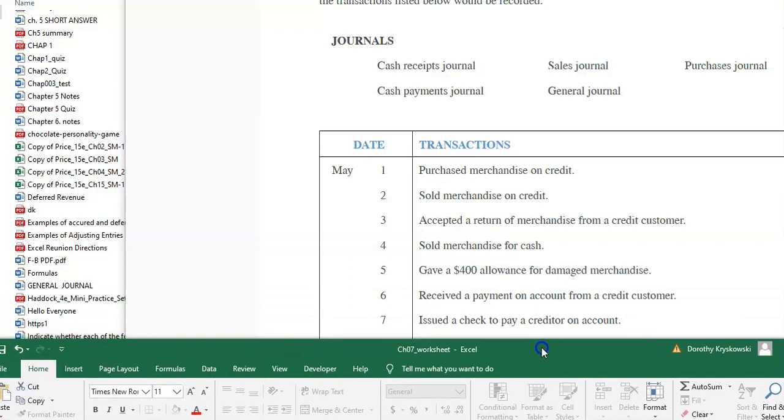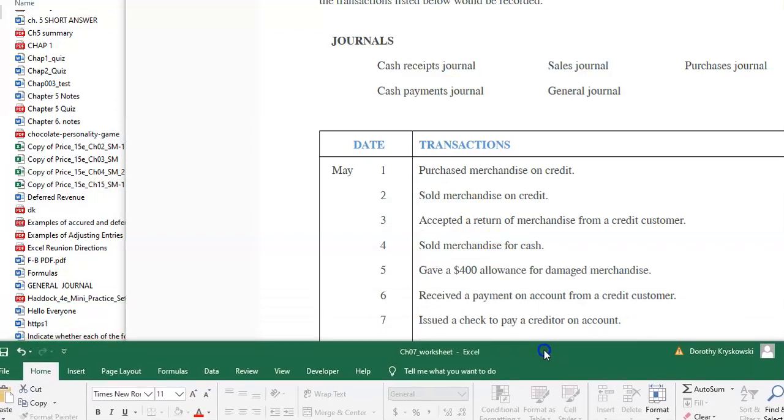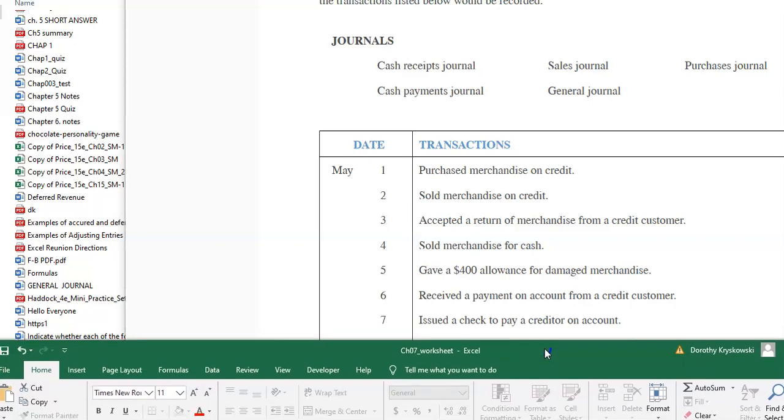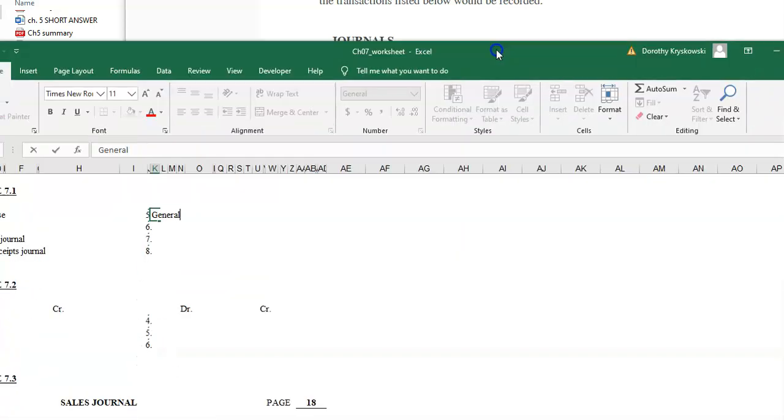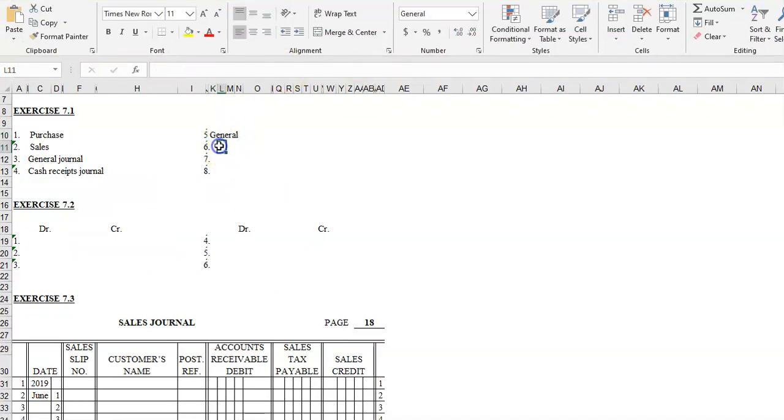Number 6, received payment on account from a credit customer. Okay, so initially it was on account in accounts receivable as a credit. Now you are receiving payment, so you must be receiving cash, which means it would go in the cash receipts journal. So cash receipts is next for number 6. Cash receipts.